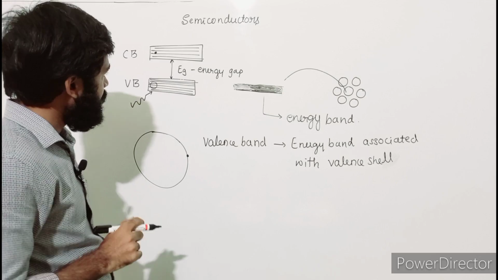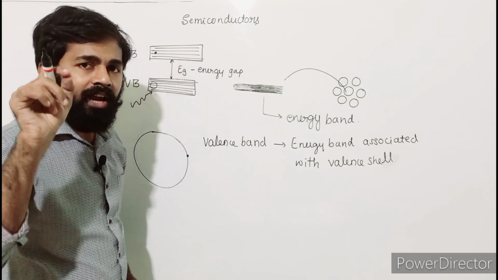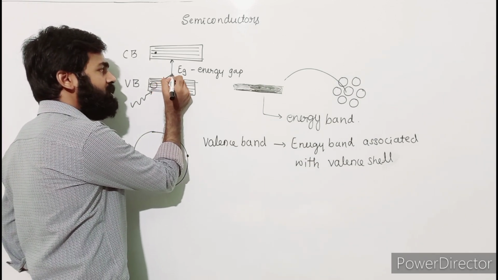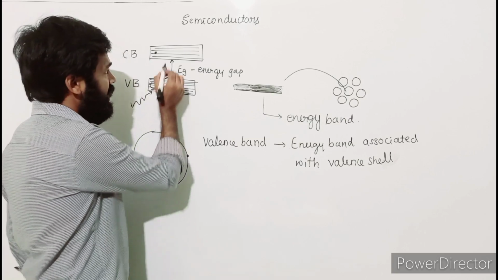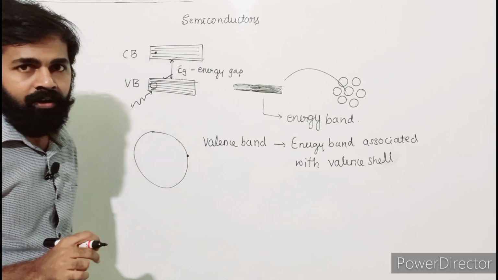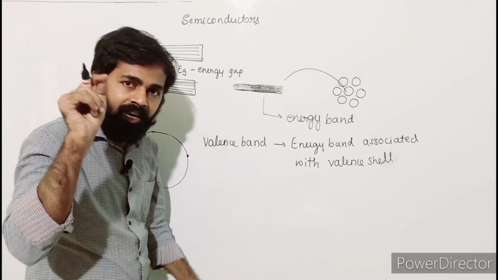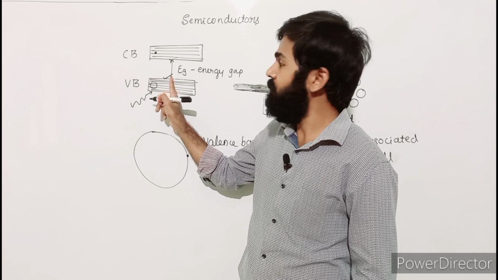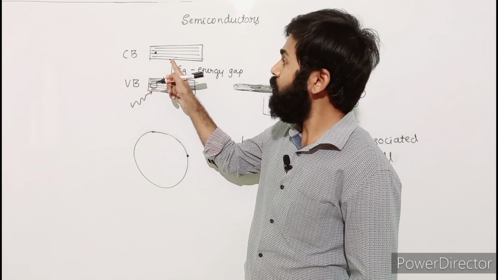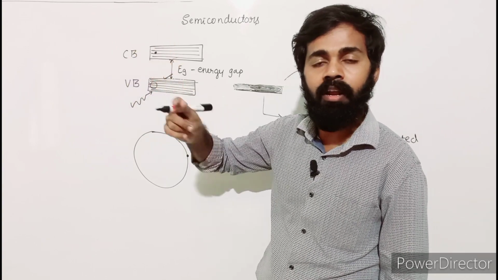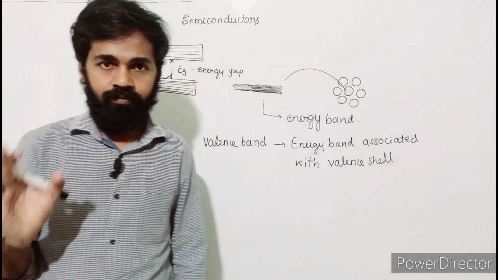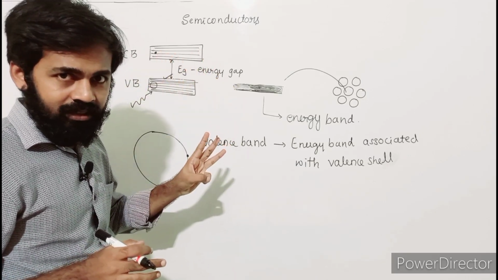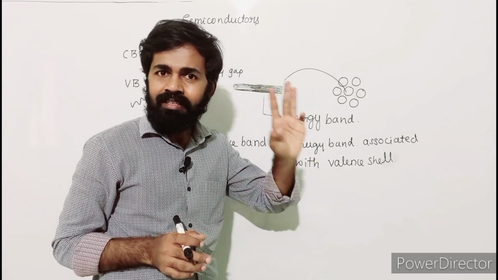Now here you can see this energy gap is nothing but the energy difference between the topmost level in the valence band and the bottommost level in the conduction band. It means the energy gap is the energy difference between the highest energy level in the valence band and the lowest energy level in the conduction band. That is called the energy gap. Based on the energy gap, solids are classified into three categories: conductors, insulators, and semiconductors.